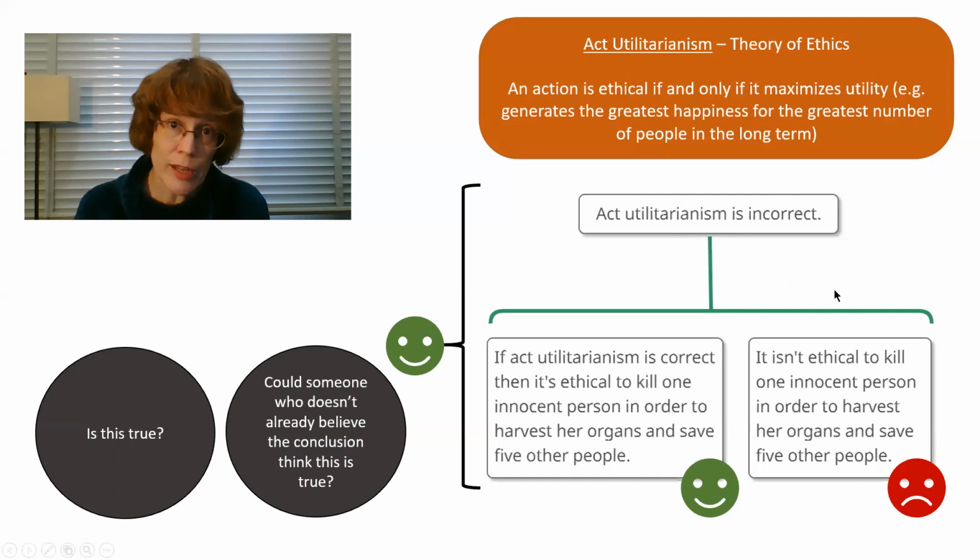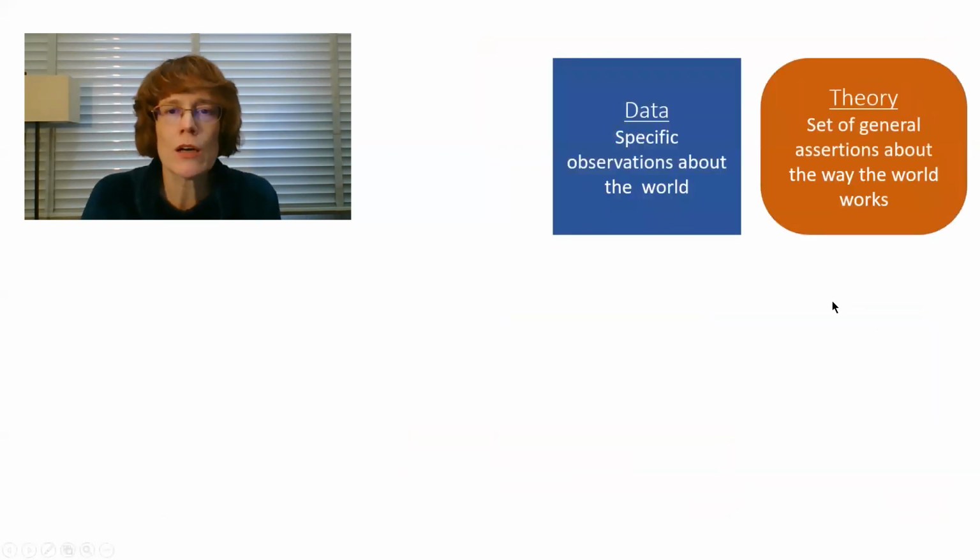Some philosophers would say that that argument is good. What gives? It's not as though they don't recognize that there could be some assuming of the conclusion going on there. So let's see how someone might think that this argument is okay in spite of that. First, we need to talk a little bit about theory and data.